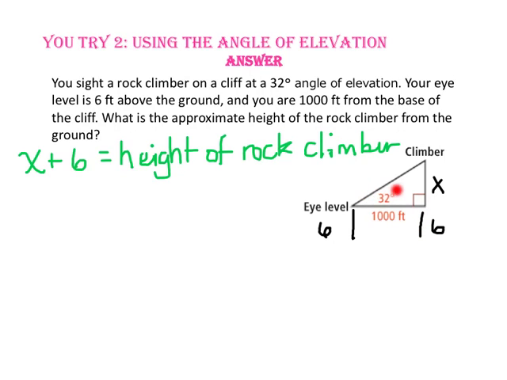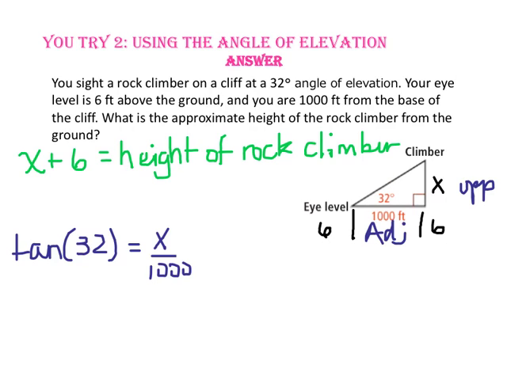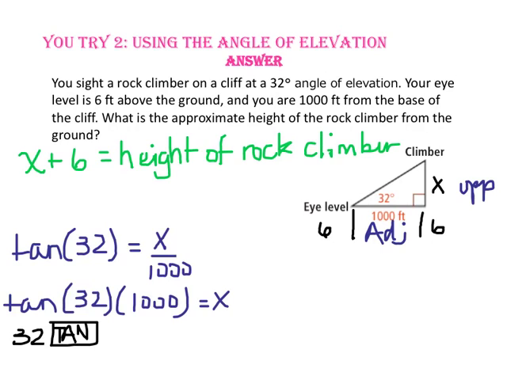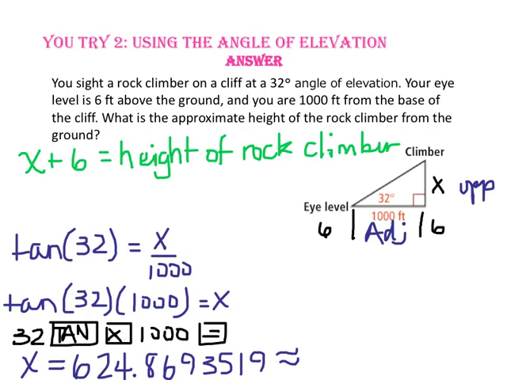Since we are looking for the length of the side opposite our 32-degree angle, and we know the length of our side that is adjacent, let's use tangent of 32 degrees. To get x alone, we will multiply tangent 32 times 1000. Now use a calculator. Type 32 and hit the tangent button, times 1000, and hit the equal button. X is approximately 624.8693519 feet, which is approximately 625 feet.